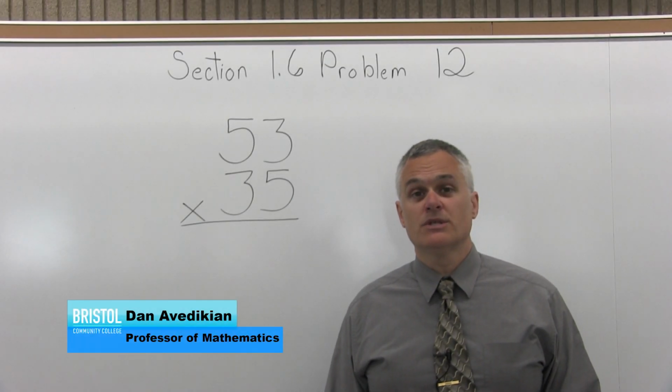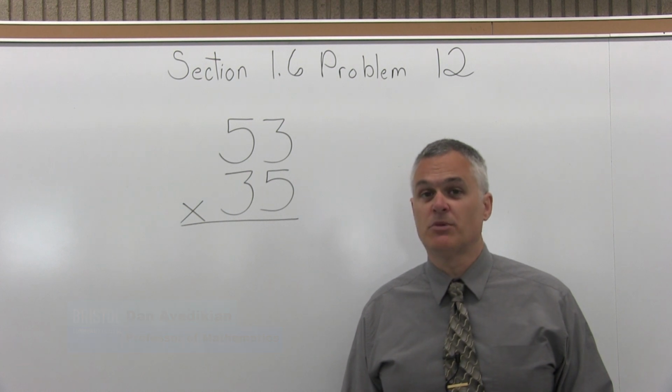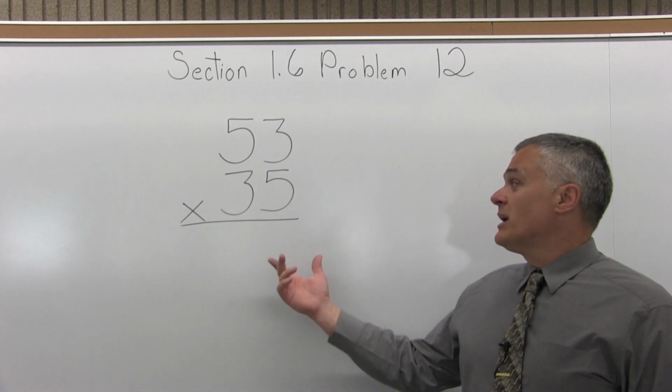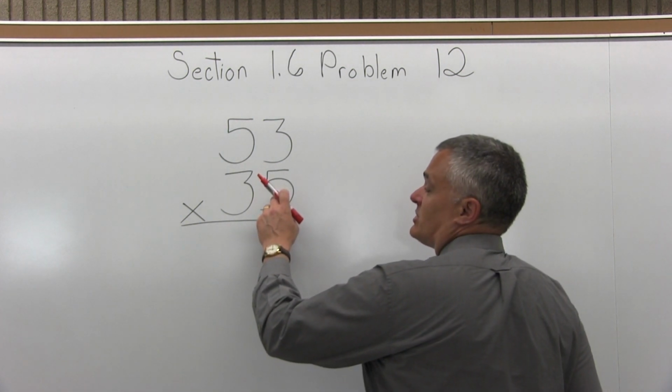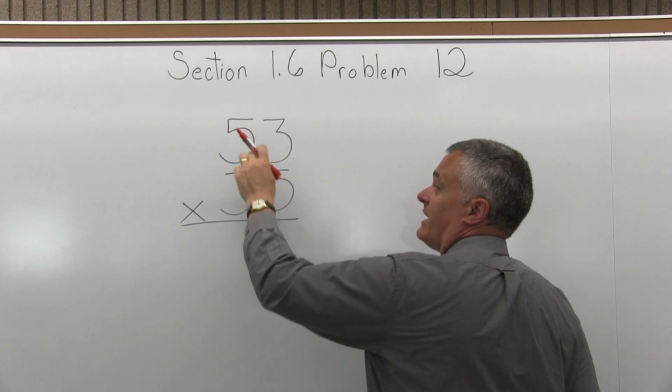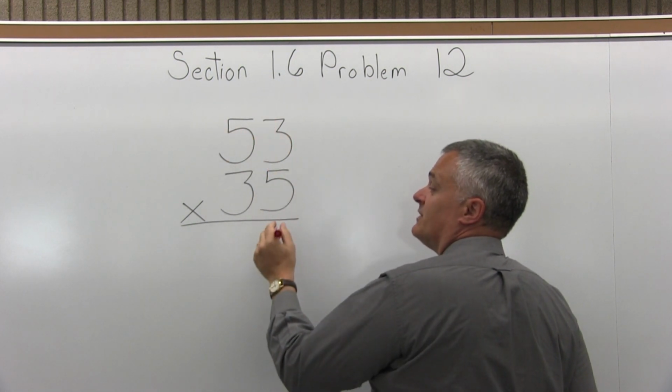This is Section 1.6, Problem 12. We have to multiply 53 times 35. So to multiply this, start with the rightmost digit in the bottom row of our multiplication. So do 5 times 3 and then 5 times 5. 5 times 3 is 15.